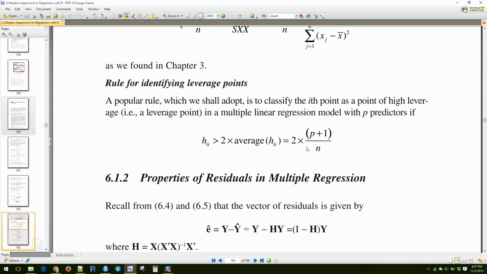Rules for identifying leverage points just give you a rule of thumb. We say, take how many dimensions you have, p, add 1, divide by n, and multiply that by 2. If your leverage is larger than this magical number, it's considered high leverage. That's, again, just a guideline. All of these are kind of just wishy-washy rules, right?